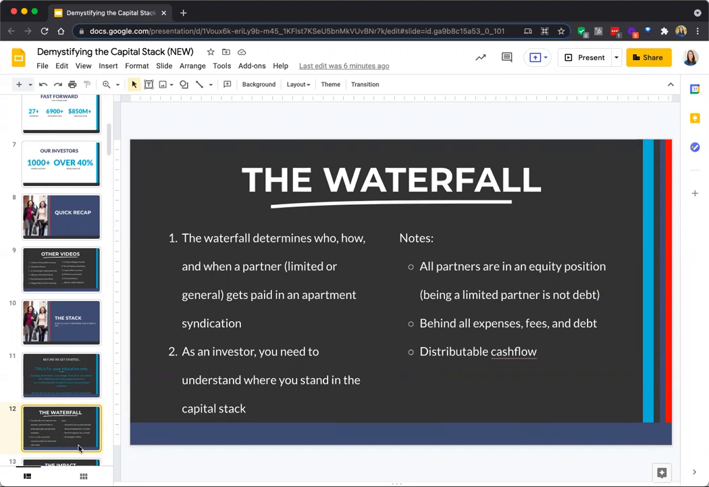Last time I broke these two up into two completely different presentations, and I realized I could create a greater impact with the investors if I blended them together. So let's just take a step back and define what a capital stack is.